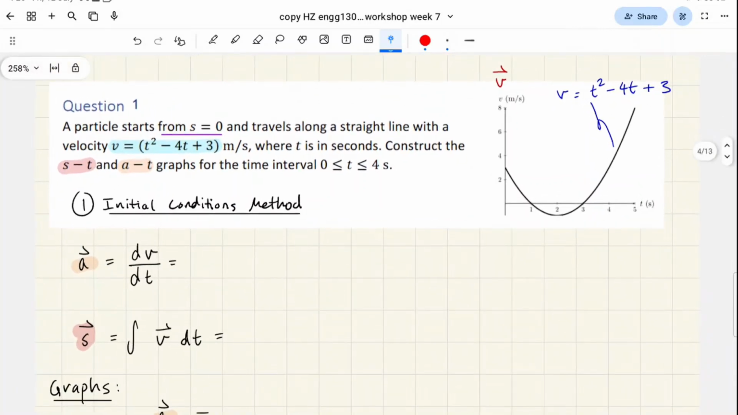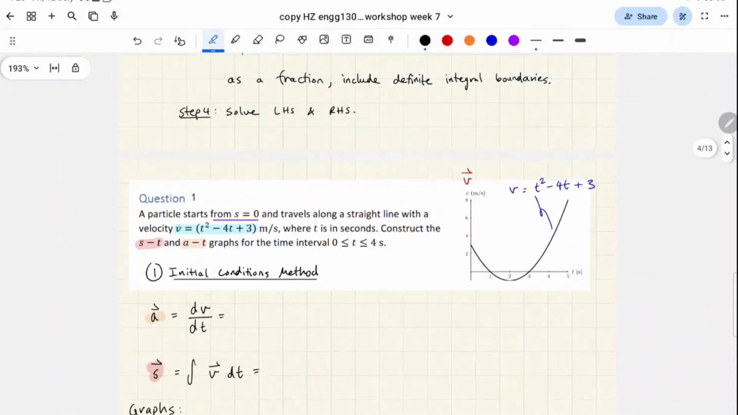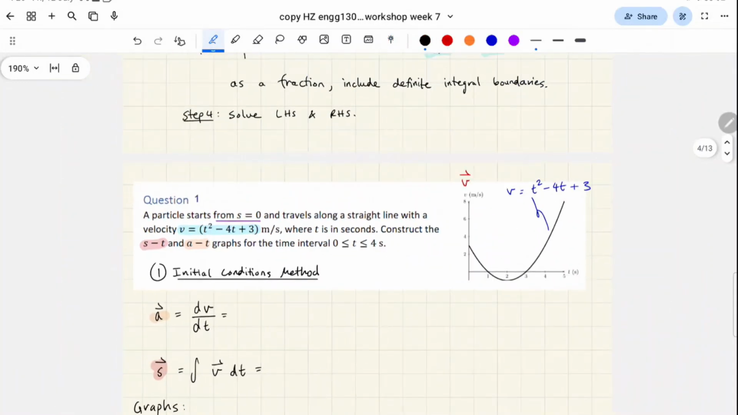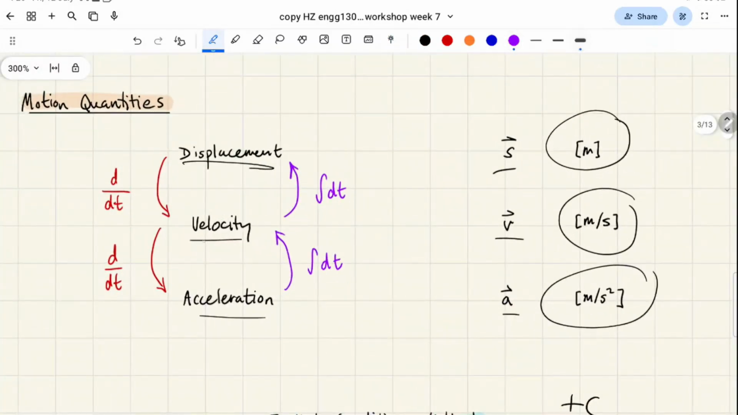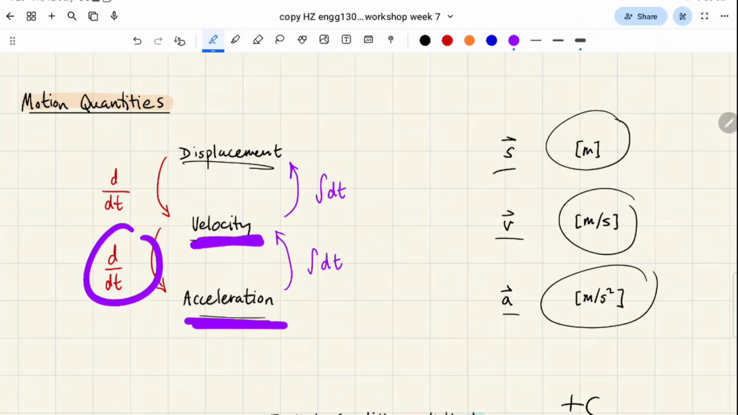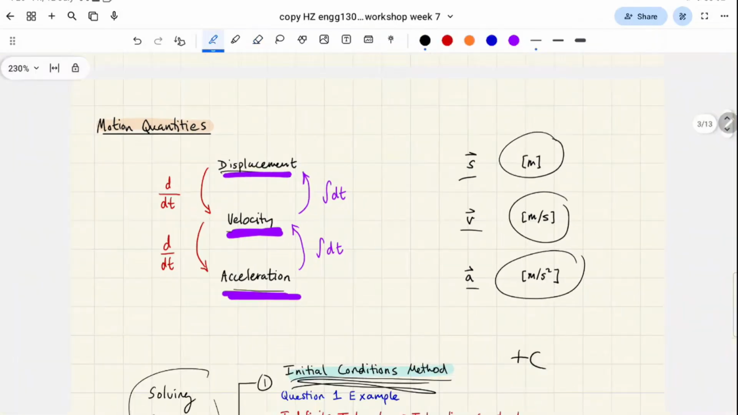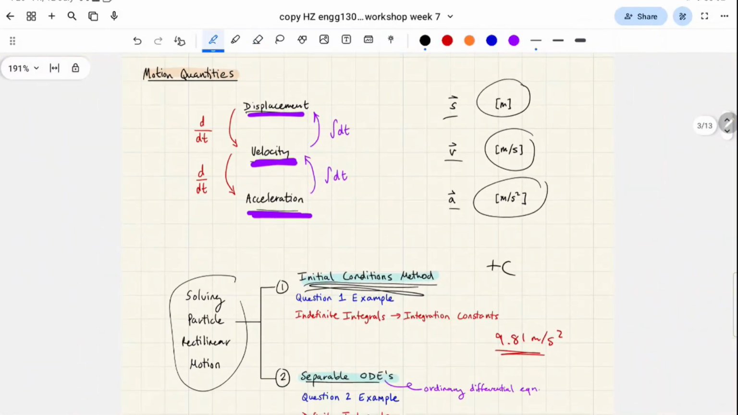So the first thing is the acceleration. Sorry, I know some of you are copying this down. I'm just going to scroll up for a second. So basically we started at the acceleration function. In order to get to acceleration from the velocity function, we have to derive it. And then to go the other way, in order to get to displacement, we have to integrate it. So these are our basic rules for solving particle rectilinear motion.